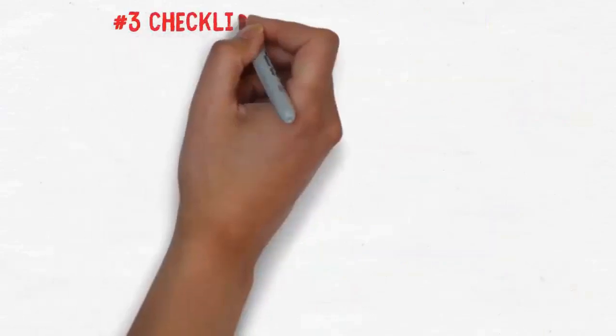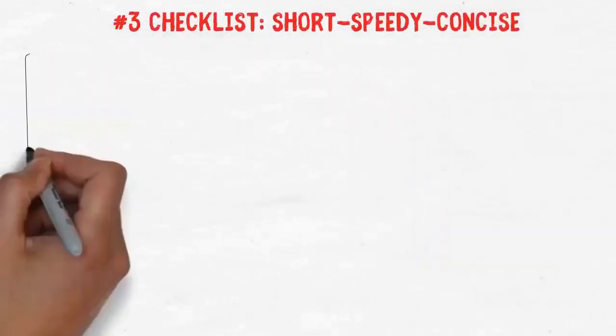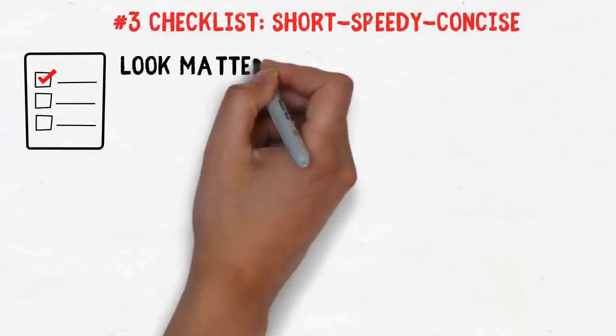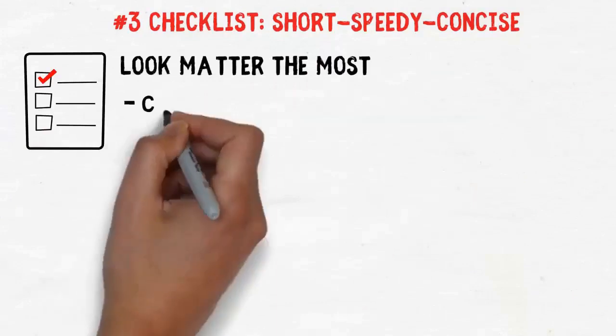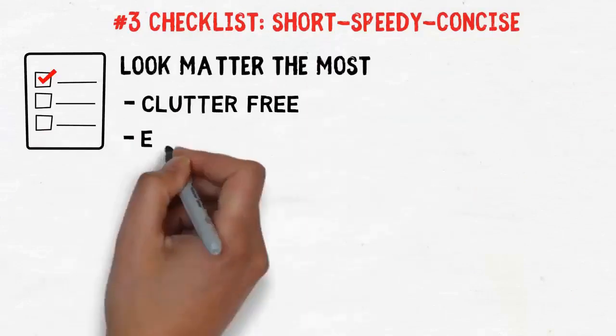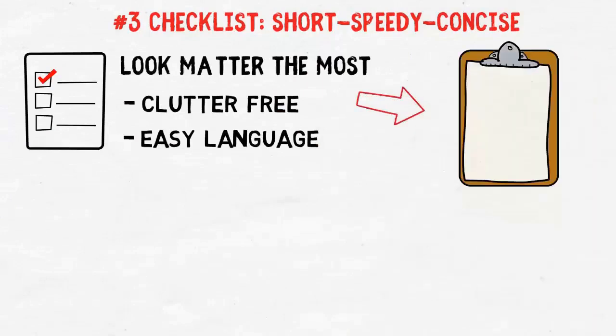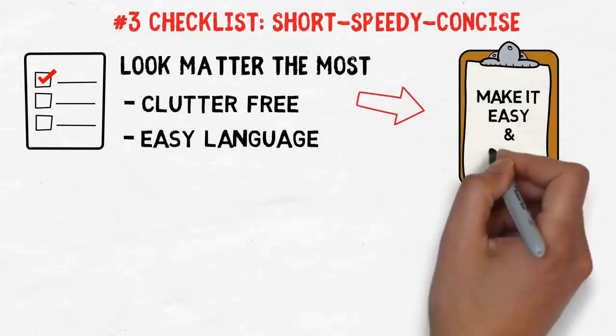Third is, the checklist should be short, speedy, and concise. The checklist should be tested and practical in the real world. The appearance of the checklist matters a lot, so the items listed should be written in a clutter-free, easy language using the right font and color. Make the checklist short and add clear items that are most important.